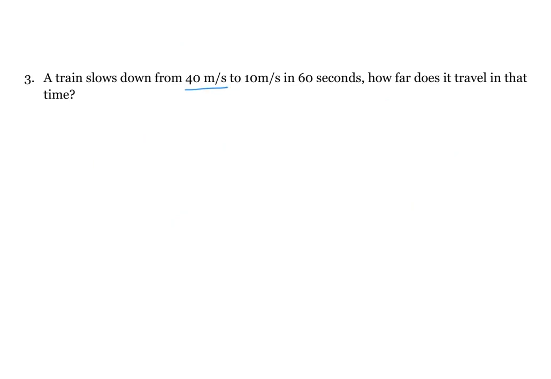Right, so this 40 meters per second that it gave me is going to be its initial velocity. It slows down to 10 meters per second. That is going to be my final velocity. They tell us that happens in 60 seconds. That is going to be my change in time. How far does it travel? It's very important that I know what I'm looking for. What am I looking for? Yeah, distance. So we're going to denote that change in x. So I have final, initial, time, and I want change in x.